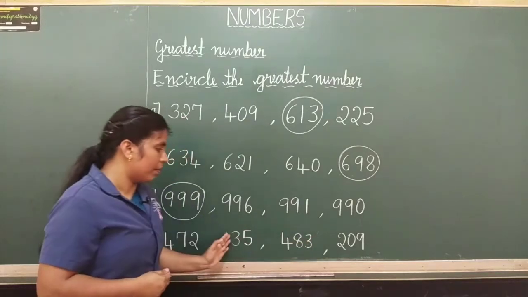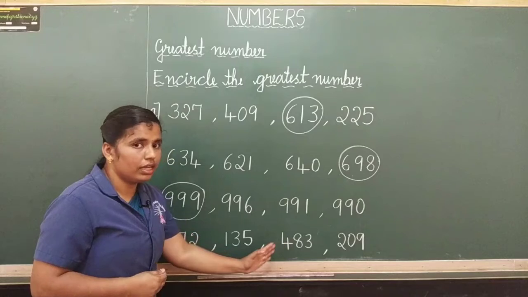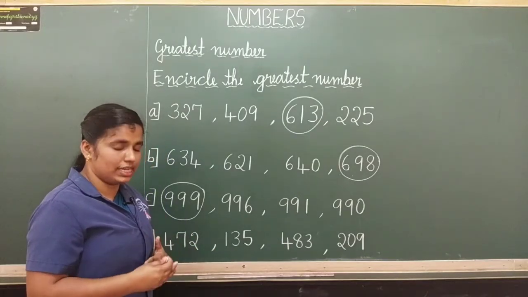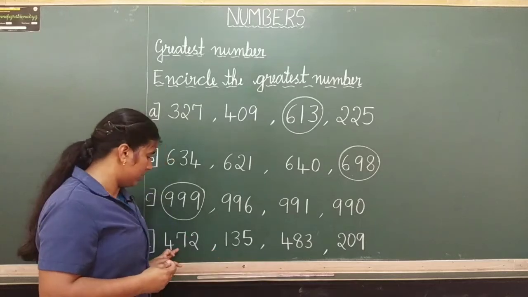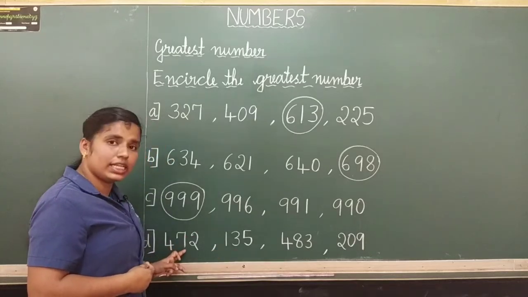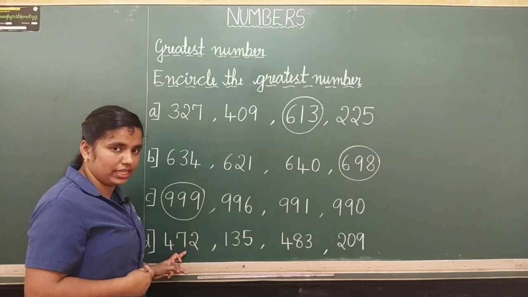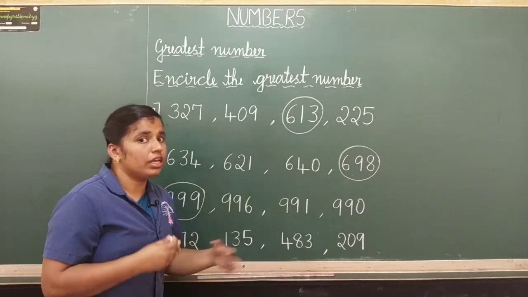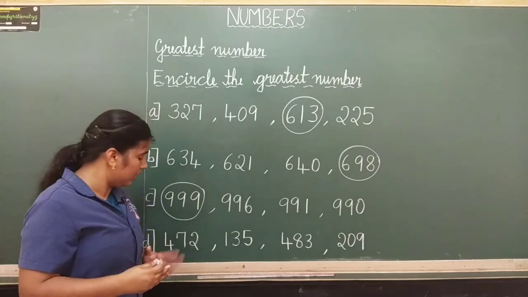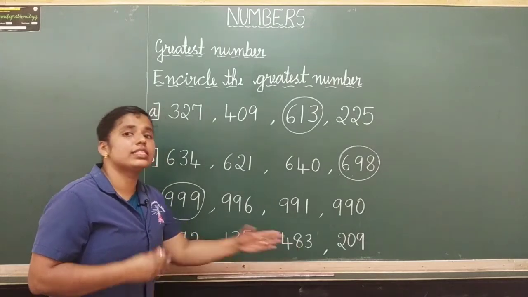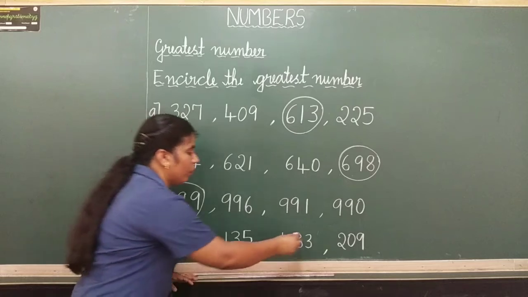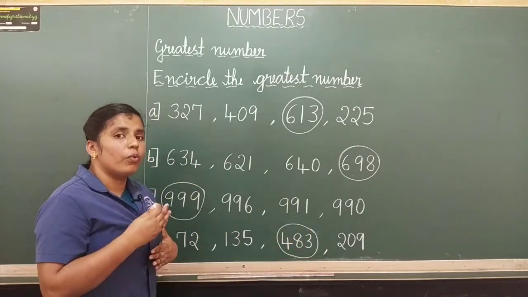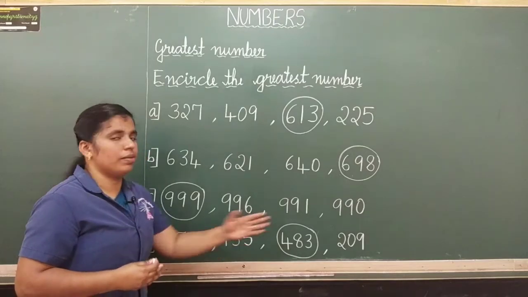Comparing to these two numbers, these numbers are the greatest. Now, what we have to do? We have to find out the greatest number in these two numbers. So, we have to move on to the next place, that is tens place. Here we have 7 and here we have 8. If we compare 7 and 8, 8 is the greatest number. Therefore, 483 is the greatest number when we compare to these numbers.